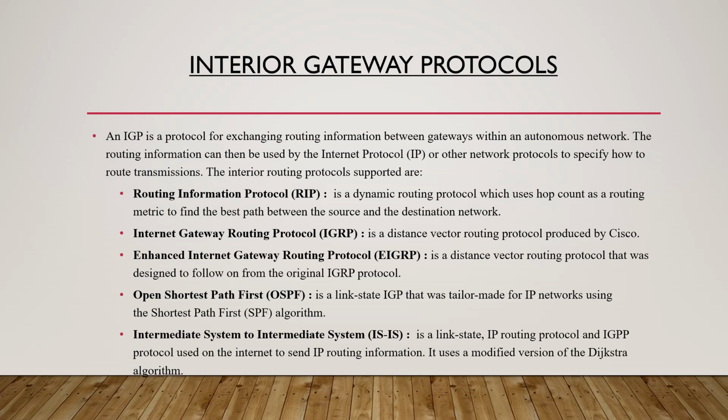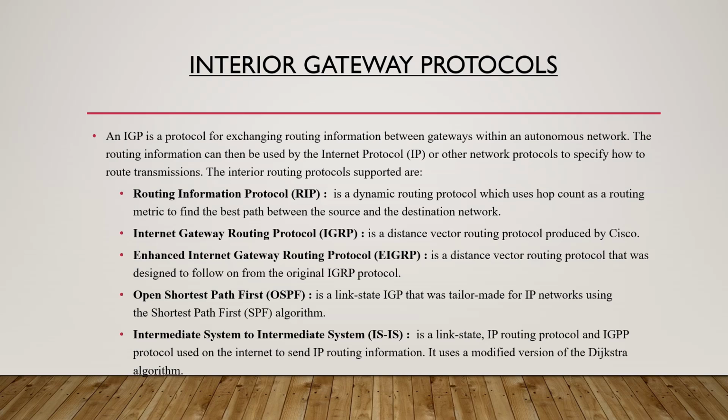So IGRP and IGP, the definition is almost the same, that it is used by routers to exchange routing data within an autonomous network or system. It is a proprietary protocol. It was created to overcome the limitations of RIP when it is used within a large network.